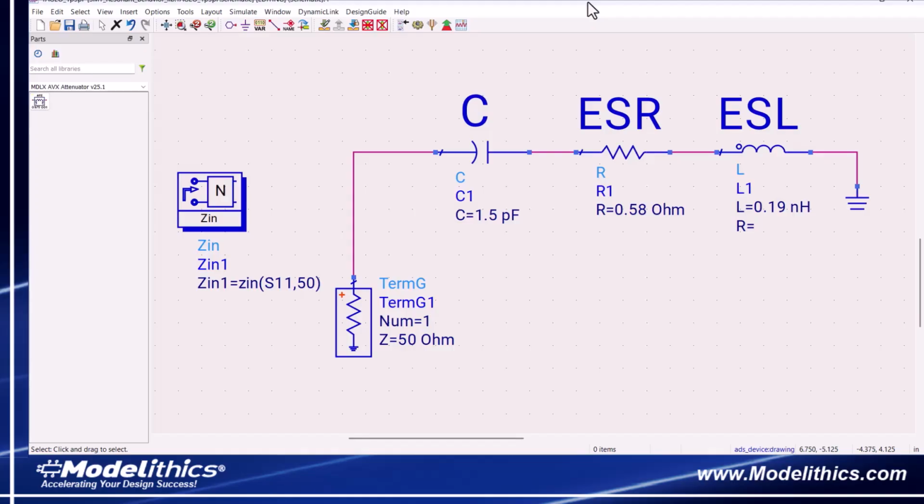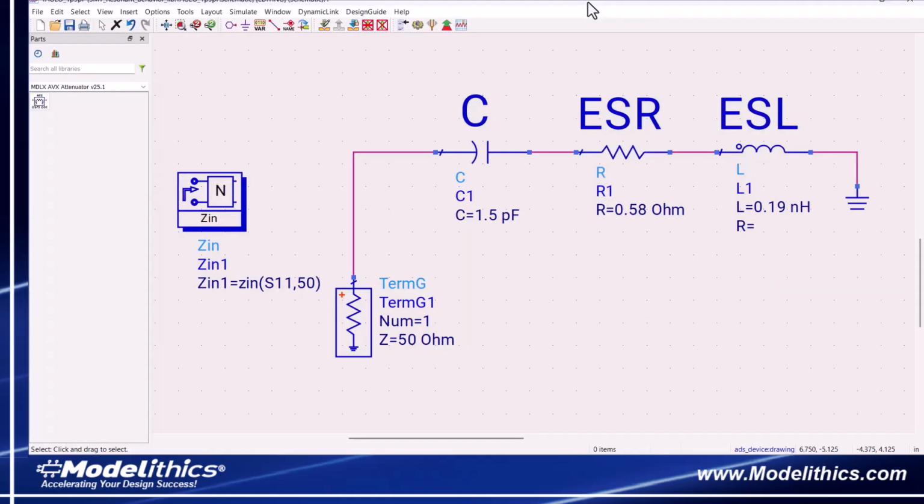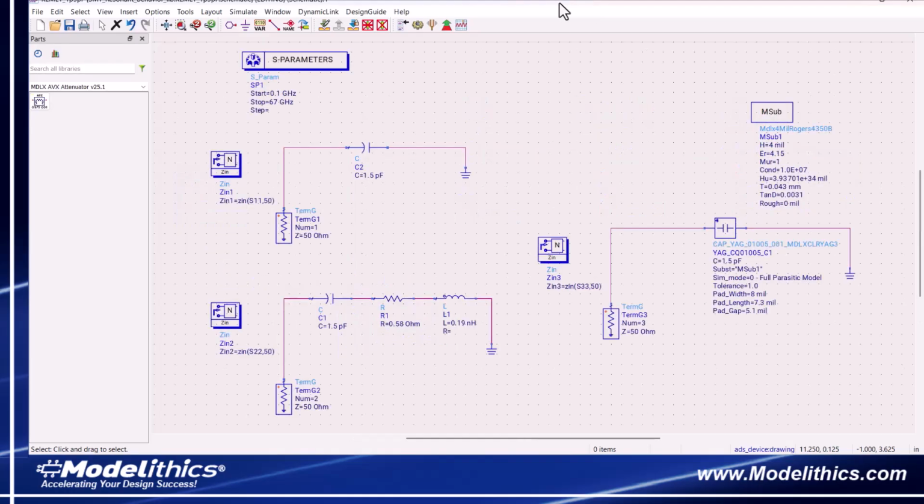The simplified real-world capacitor is a series RLC circuit. We can calculate the self-resonant frequency from this equation. So we see that the self-resonant frequency decreases as the capacitance increases. At the self-resonant frequency, the total impedance reaches a minimum value that is simply equal to the ESR. Okay, now that we've said all that, let's go ahead and simulate the impedance of all three capacitors.